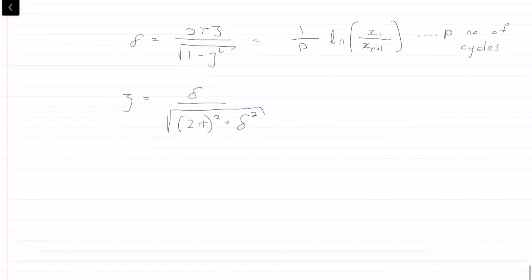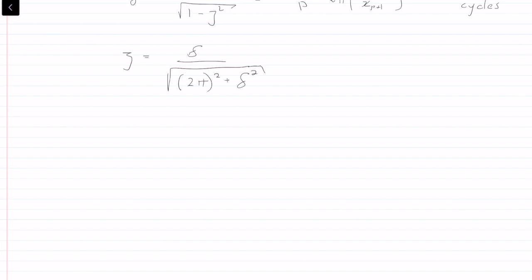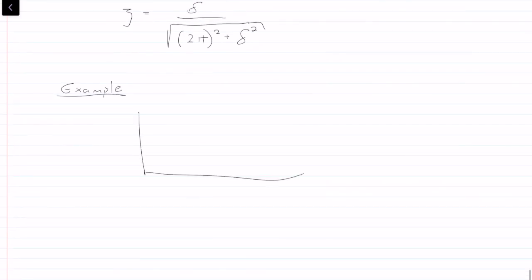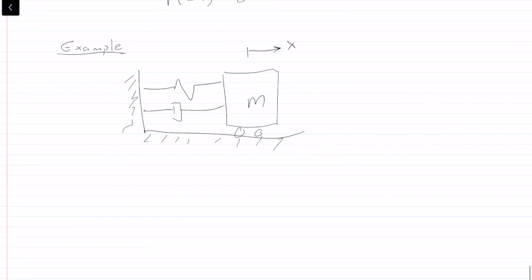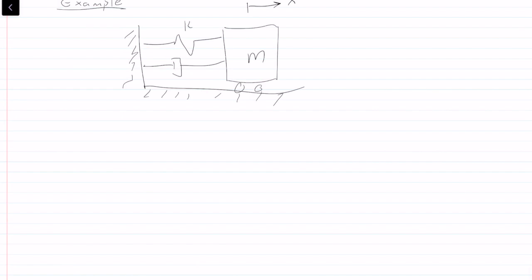Working with the example, we have been given the following system. It's a very simple system. We have a spring and a damper connected to a cart of mass m, and we have some displacement x. Let's say the spring constant is k and the damping coefficient is c. At the same time, we've been given the displacement time graph.